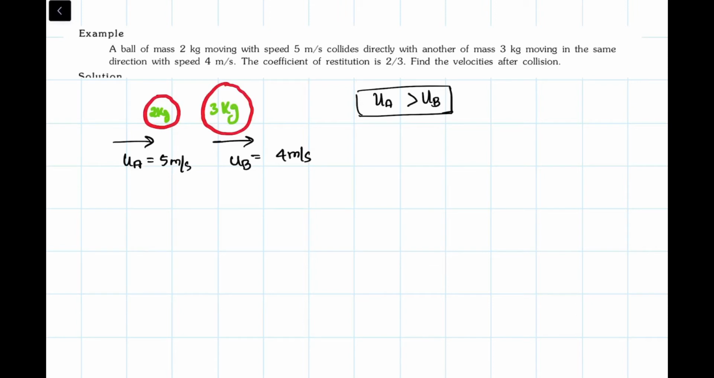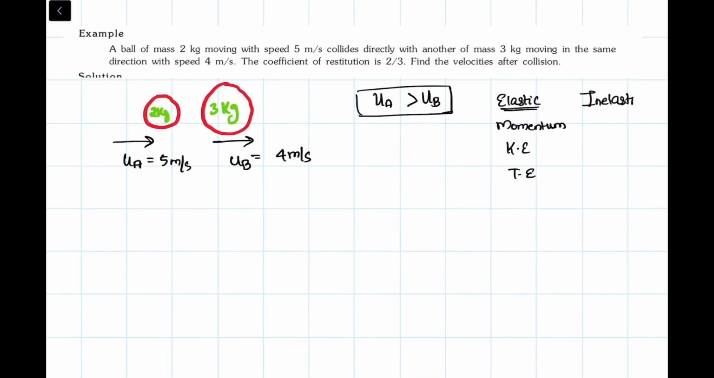Now, during a collision, we have to calculate the final velocities in this question. We know that if it is an elastic collision, three things will be conserved. What are they? The first one is momentum, then kinetic energy, and then total energy. These three parameters will always be conserved.